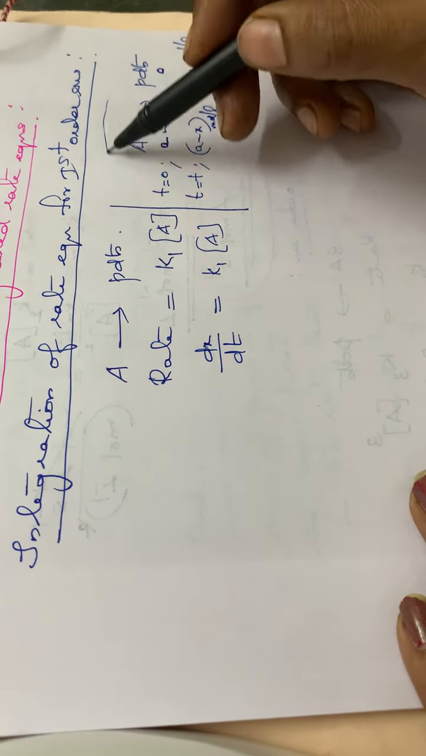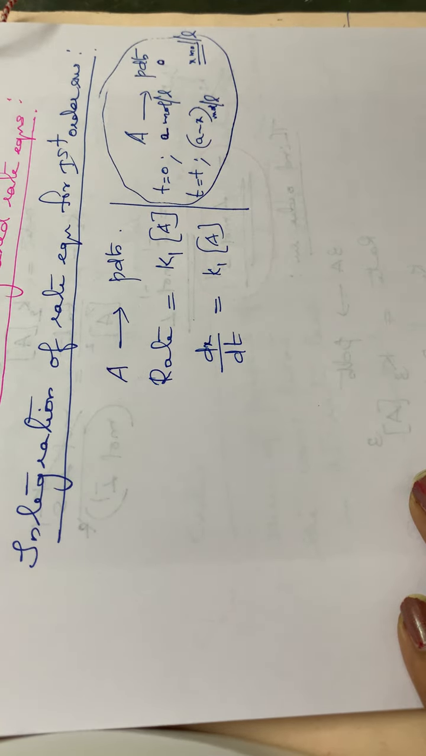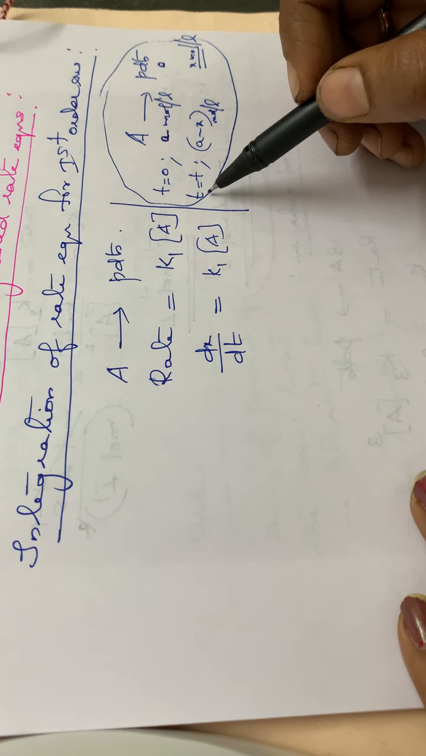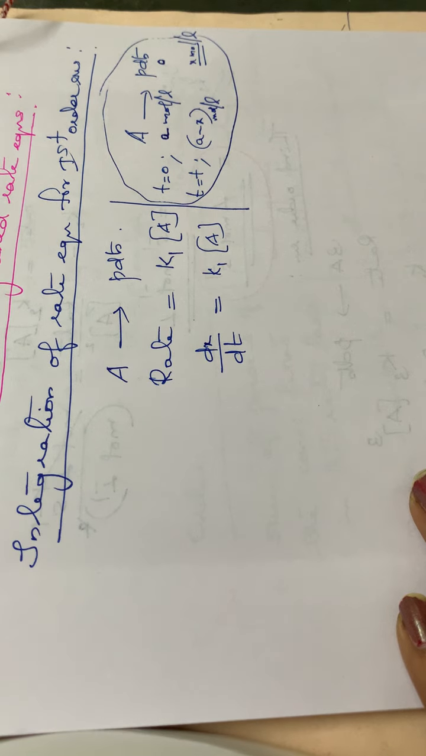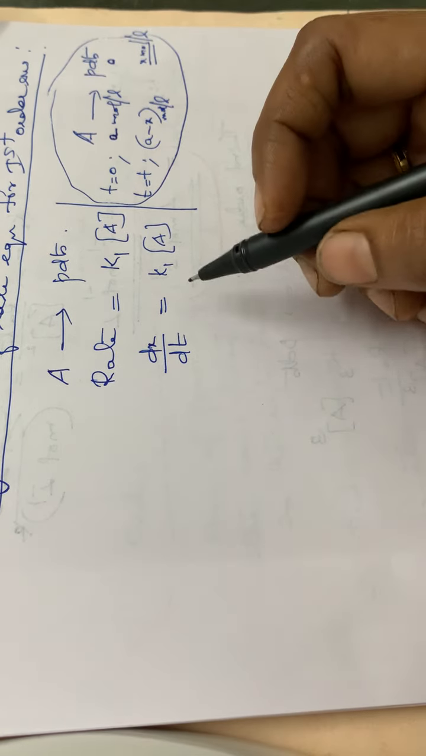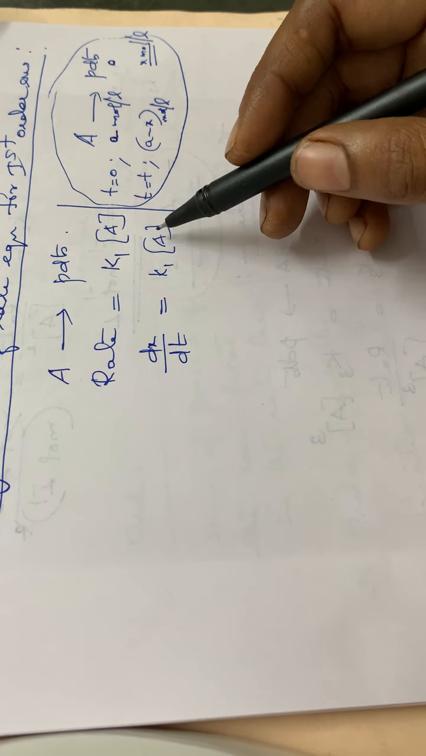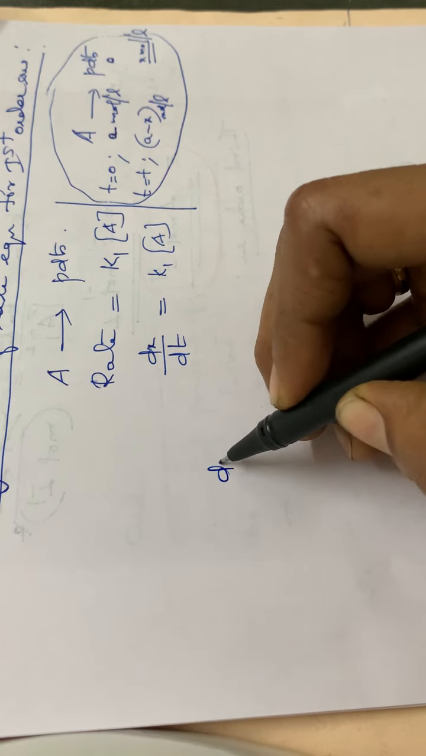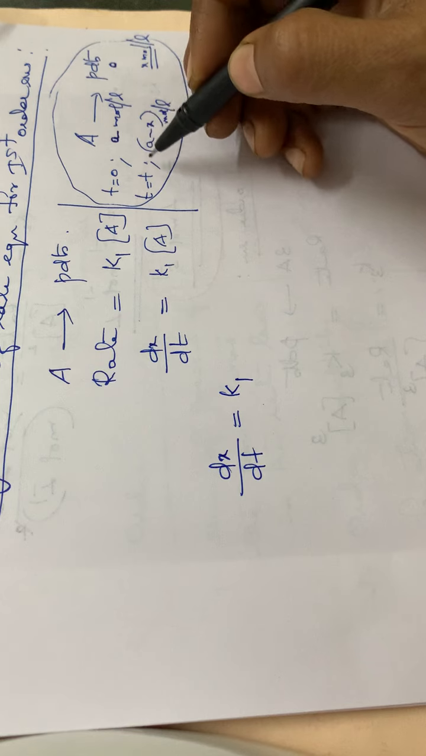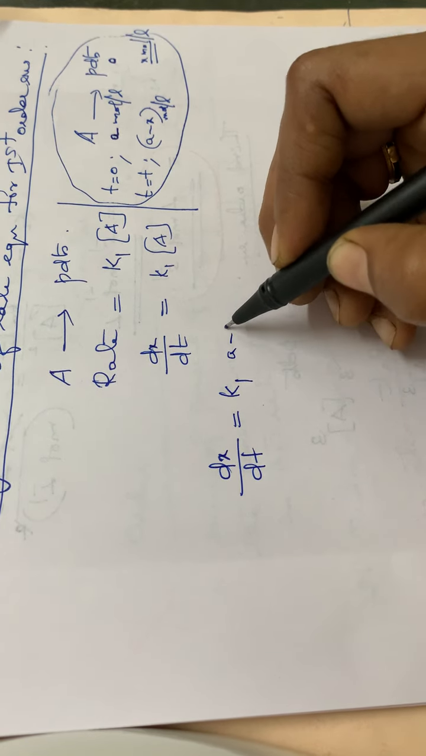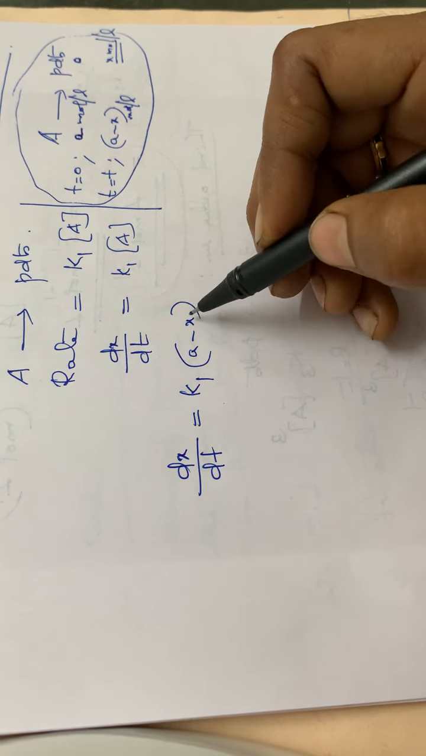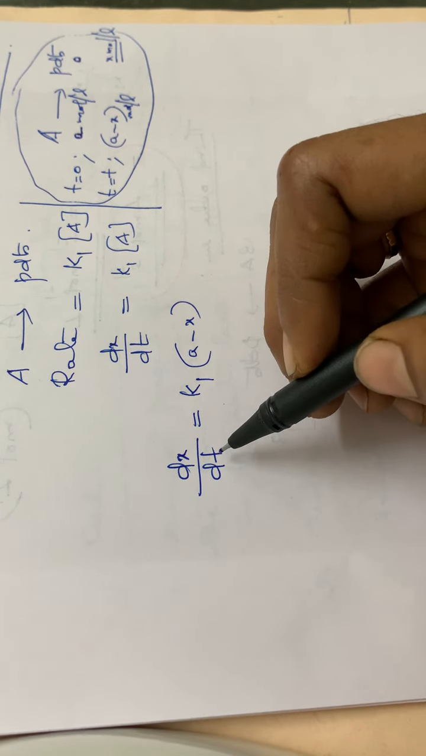So this part you have to keep in your mind. When time t is equal to 0, the concentration of A is a moles per liter, and when time is equal to t, the concentration is a minus x moles per liter. Then you have to substitute for this concentration of A. So dx by dt is equal to K1 into the concentration of A after a time t, a minus x moles per liter. Then you have to rearrange these terms, that is, the x terms should be taken to one side.